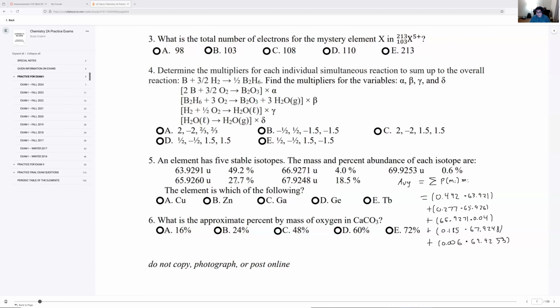So what you do here is you first find the average atomic mass. Let's do parentheses here. 0.492 times 63.92. Missed a 9 on my writing, but it won't make a big difference. 0.277 times 65.976. 0.04 times 66.9271.